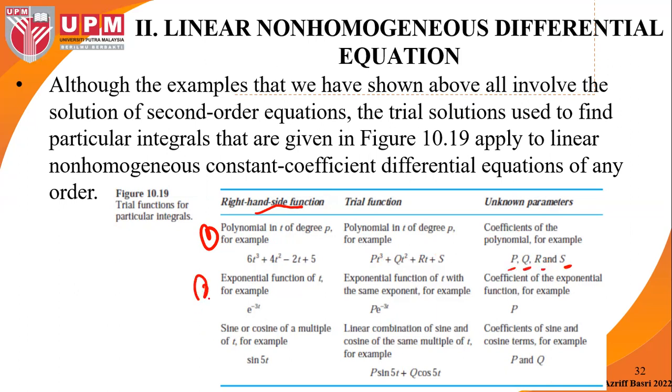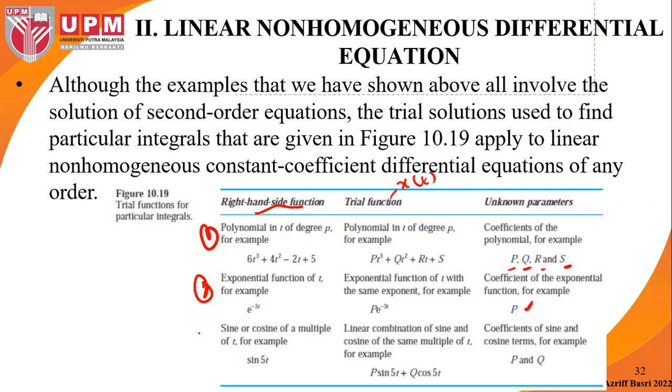For example, your right hand side is an exponent function, exponent t. So the trial that you use for your x(t), before you differentiate, is p exponent negative 3t. Then your coefficient is only one, p.